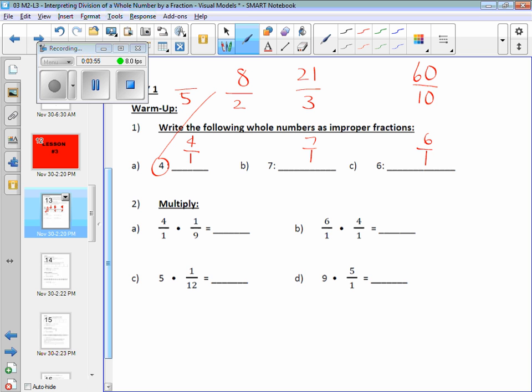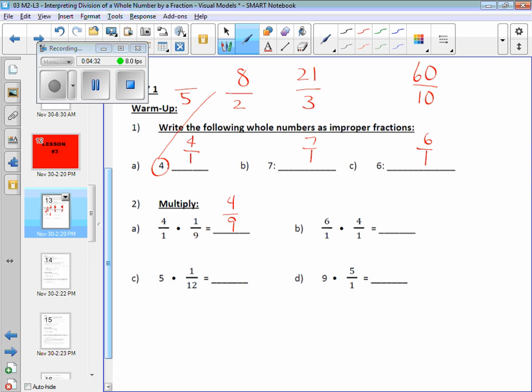Uh-oh. Did you forget? You don't need common denominators. Madison, what do you remember? That's it. Numerator times numerator, denominator times denominator. It's like the easiest thing to do. Keep it simple. So 4 times 1 is, and 1 times 9 is, my answer is 4/9. Now, sometimes you may have to reduce this. For right now, we're good.